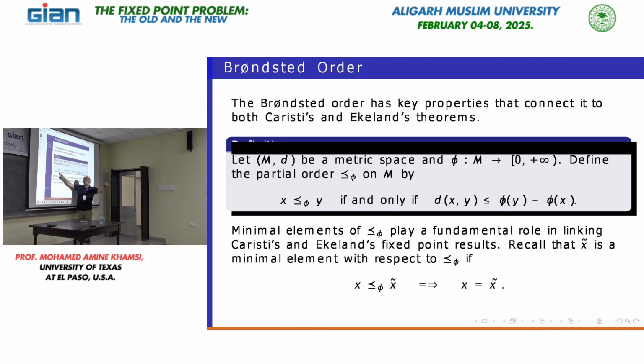Bronsted order. We call it Bronsted order. Who discovered it and used it? Bishop and Phelps, 63. Who made it more in applied analysis, and so on and so forth? Bronsted. So now look at this.